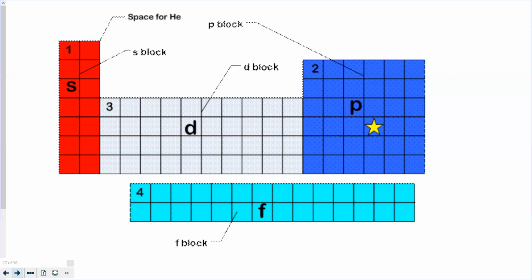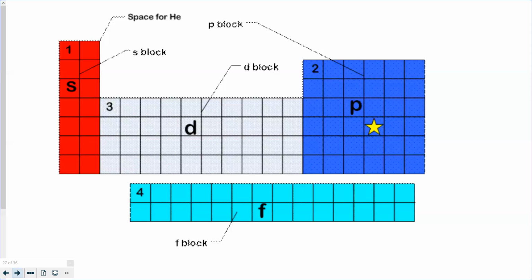The P block are our other representative elements, the last 6 columns of those group A elements. The transition metals, that bridge in the middle, we refer to as our D block. And then the inner transition metals, we refer to as our F block. We don't deal with these very often. But with the periodic table way, you're essentially going to read the periodic table like a book.